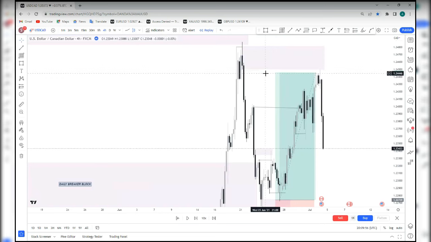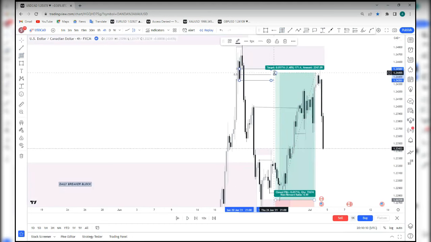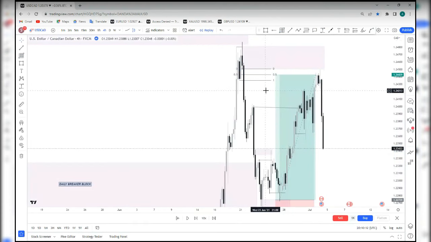Don't feel like you want to eat everything before it. No. Just do something like this. You can mark 50% of this area, from your imbalance to this level, then set your take profits around here. See, you are done. You don't care if it is going to happen or not.